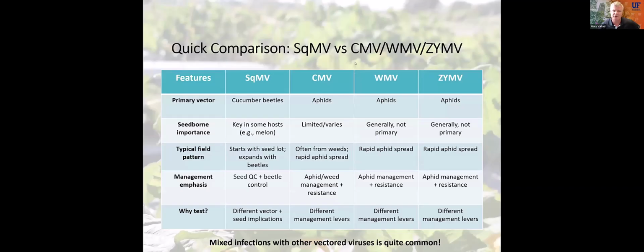Quick comparison of squash mosaic virus versus some of the other potyviruses. The big difference is that the primary vector for squash mosaic virus is the cucumber beetle, and the seedborne nature of this is very key in introducing it to new areas where it's typically not observed. Versus the other viruses, which are aphid vectored. But it's very important for cucurbit production throughout the U.S. that it's quite common to find mixed infections with other vectored viruses, and those symptoms can really be changed from those mixed infections. So again, testing is very critical.